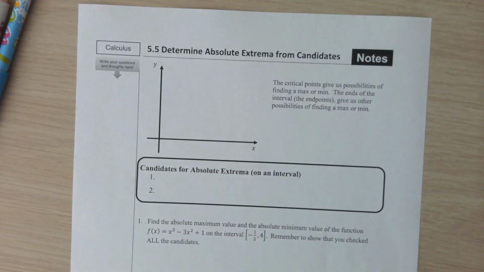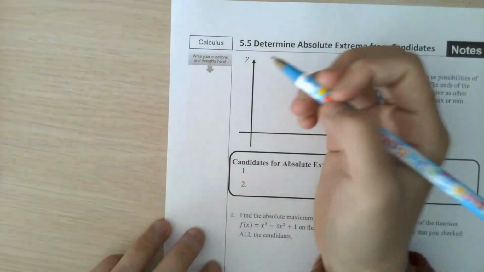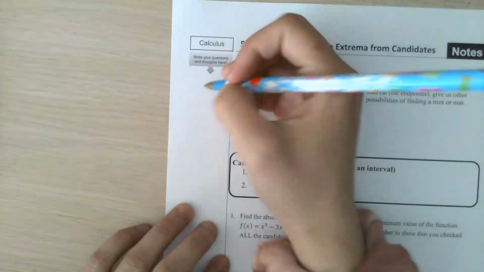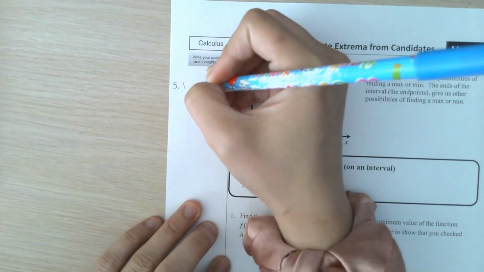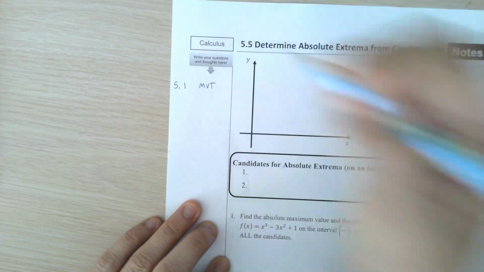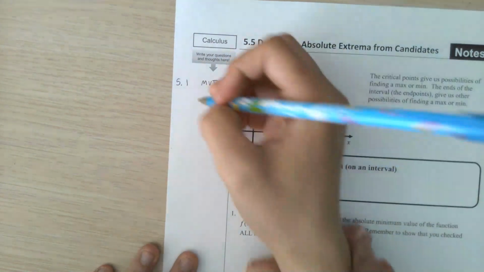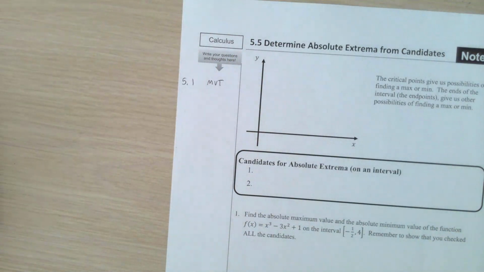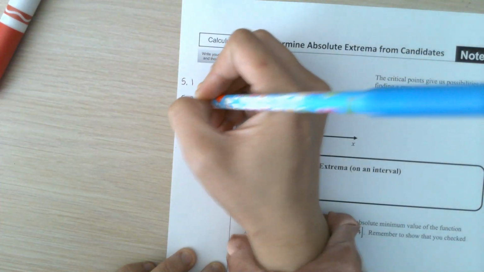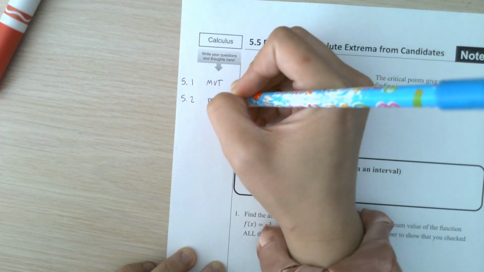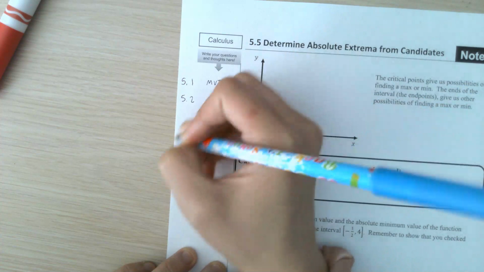5.5, and let's recap. So actually in the last recap I messed up. 5.1 wasn't min and maxes. 5.1 was the mean value theorem, which was like, if we know the car is between 40 and 70, at some point it's going to hit 50, something like that. 5.2 was our min and maxes and our critical points.